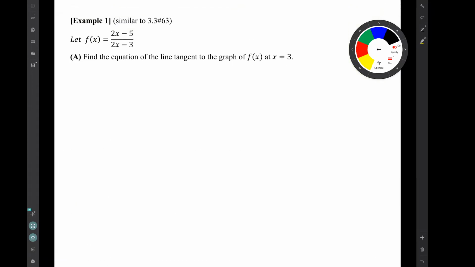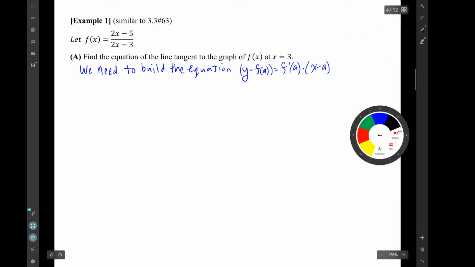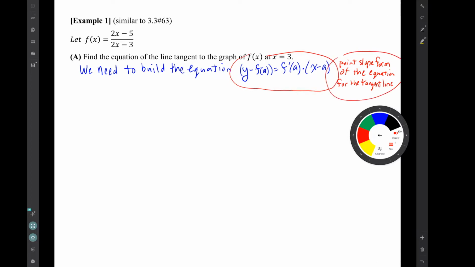Example 1 is similar to 3.3 number 63. For this function f of x, find the equation of the line tangent to the graph of f at x equals 3. Our solution outline should be familiar by now. We start by writing down what we are going to be doing. We're going to be building this equation, which is simply the point-slope form of the equation for the tangent line.